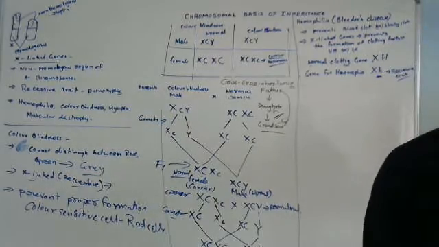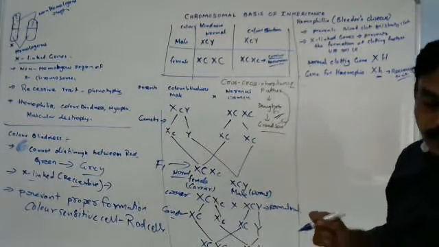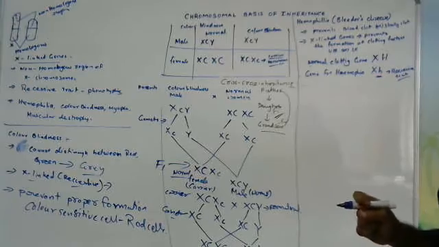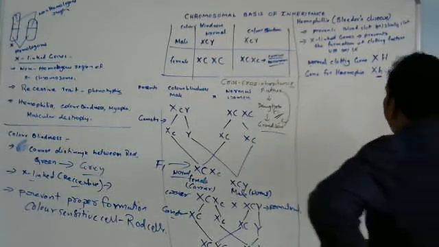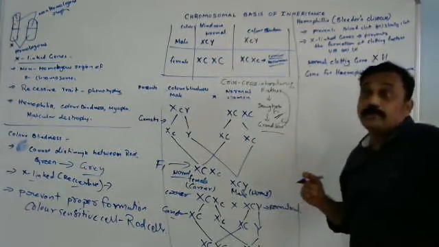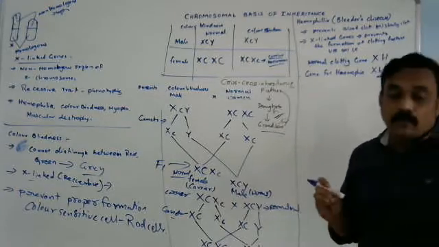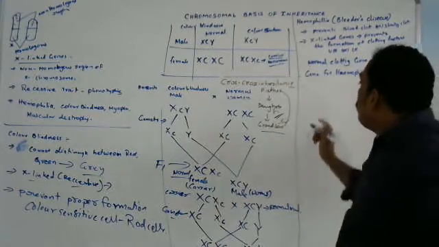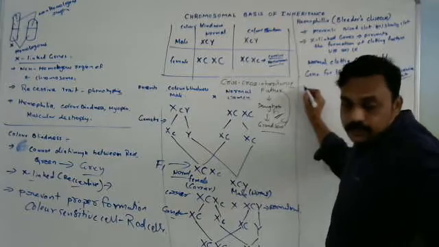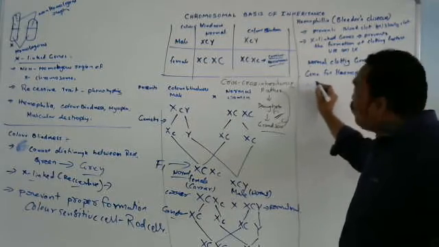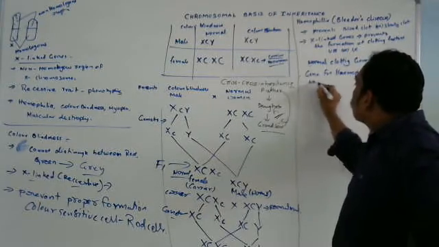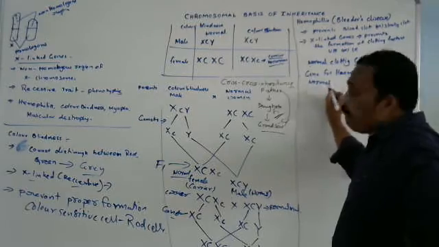So here, the gene for hemophilia, X with small h, is the cause of hemophilia. We will take one example. For example, a normal male, we have to take one example.